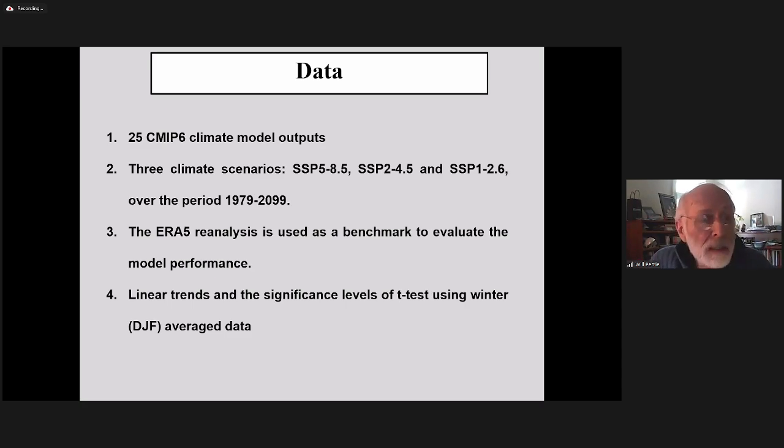So in terms of data, the basis of our study will be outputs from 25 models from CMIP6 under 3 scenarios, the shared socioeconomic pathways, SSPs. We'll look at historical experiments and future projections. So historical is mid-20th century to 2014, and future is 2015 to the end of the century. ERA5 will be used to evaluate model performance, and linear trend significance levels are for average winter data, December, January, February.